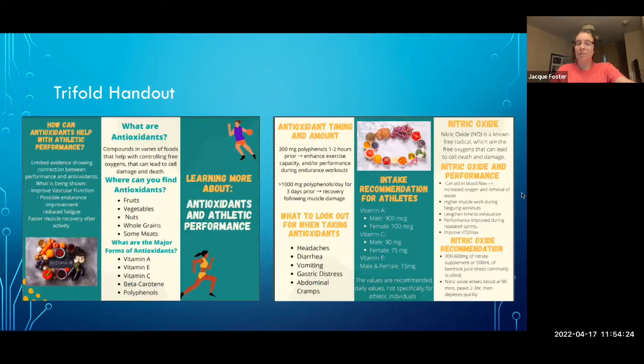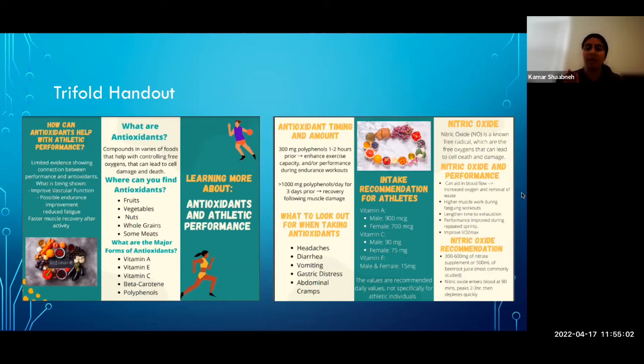All right, so for our handout, we wanted to focus on antioxidants and just giving our client or athlete a quick snapshot of what an antioxidant is, and then speaking more about nitric oxide. So you can see here's our cover page, and then on our second page, we're talking about what are antioxidants, and we explain their compounds in various foods that help with controlling free oxygens that can lead to cell damage and death. Where can you find them? Many people don't know where antioxidants come from. So fruits, vegetables, nuts, whole grains, and then some meats do have antioxidants.